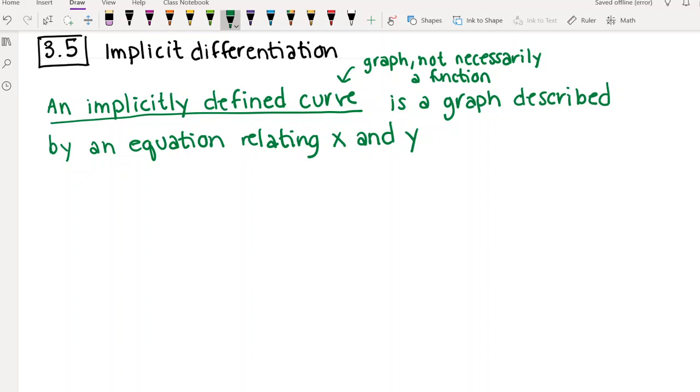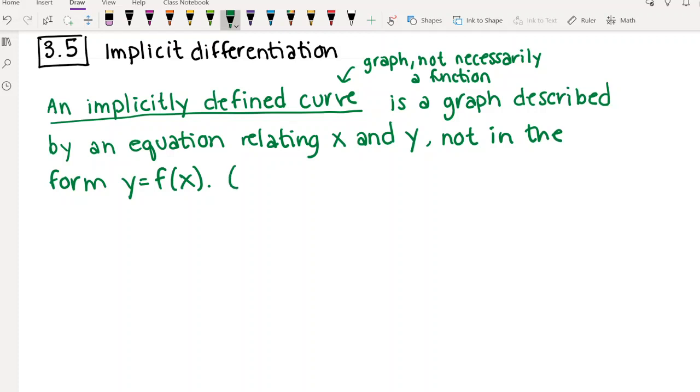However, if it's an implicitly defined curve, it's going to be an equation that relates x and y without being in the form f of x is equal to something or y is equal to something. Basically, like the x's and y's are going to be kind of blended together. So I'm just going to say that like this, not in the form y is equal to f of x. And I think if you're unclear what I mean by that, we'll look at some examples in a second, and I think that will become a lot clearer.